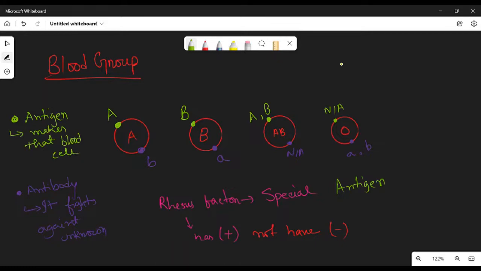Antigen, the rhesus factor, is a special type of antigen, keep that in mind. It's a special antigen, not an antibody. So yeah, that's the basic naming and structure of blood groups. And we have another point to discover, that is the giving and taking of blood in case of emergencies. So how does that occur?